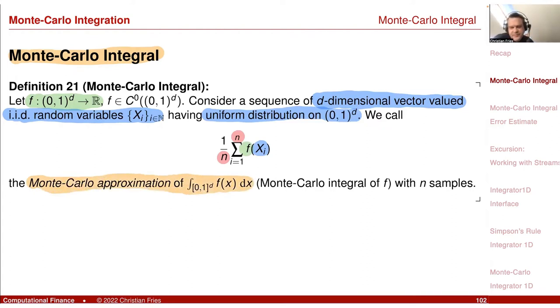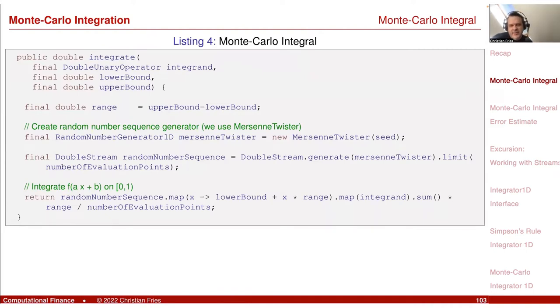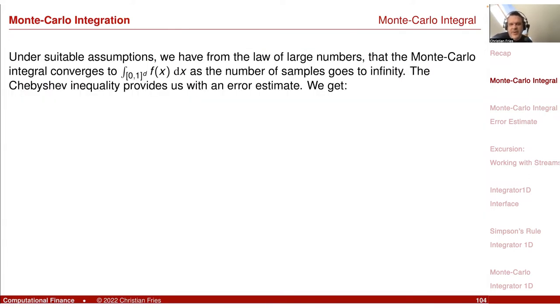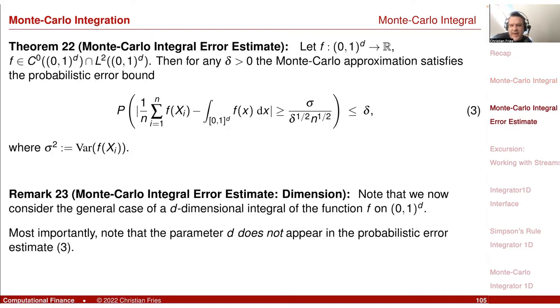We will come to code later, but this would be a code that implements this, and you already see that it's much shorter, much more simple. So now, under suitable assumptions, we get convergence, and it's again the Chebyshev inequality that provides us our error estimate, but now for the function from 0, 1 to the power of d, the d-dimensional unit cube.